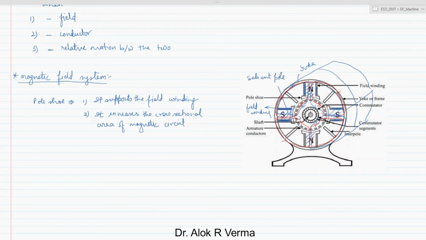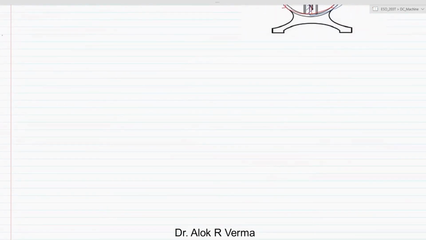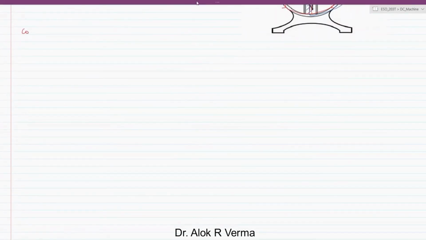The armature, as I told you already, is the rotating part of the DC machine, where the voltage is induced and which is taken to the terminals using the third portion, which is nothing but the commutator or the brush gear. One of the important parts of the machine is the commutator.